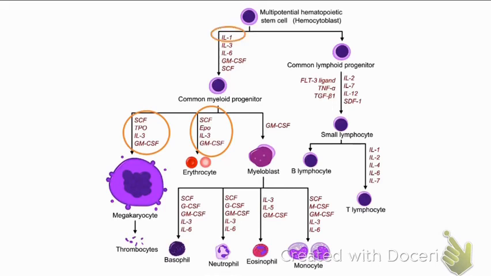For example, both HSCs and small lymphocytes are exposed to IL-1, but it's the combination of IL-1 plus the additional growth factors and when they are exposed to them that lead to HSCs becoming common myeloid progenitors or small lymphocytes developing into T lymphocytes.